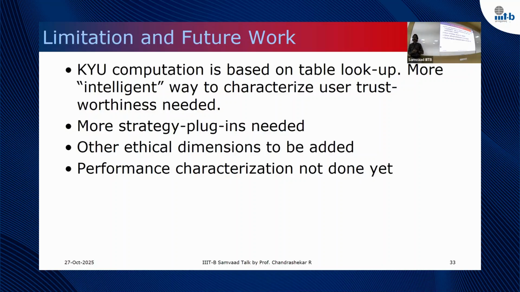Limitations: basically the KYU computation, or the whole mapping of the purpose and things like that, is done on a lookup basis as of now, which means we probably need a more intelligent way of doing it. We are still thinking about the best way. In fact, we have been debating very seriously whether we should even use AI for this or not. We don't want to be caught in a situation of chor bane kotwar, right? We don't want to use AI to tame AI. But possibly we may have to get to that, otherwise how do you characterize the user? It is still up for discussion. Strategy plugin, that's not a big issue.